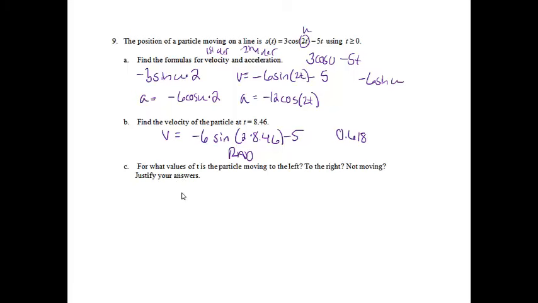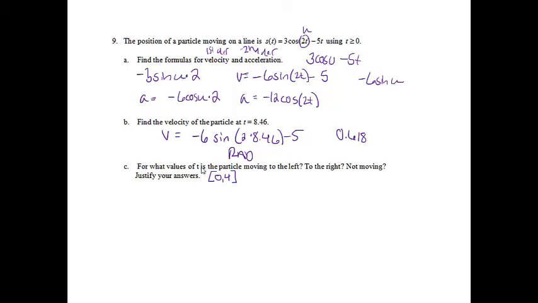Okay, part C says, for what values of t is the particle moving to the left, to the right, and not moving, and then to justify your answers. I am going to switch this one just a minute. We need to have some intervals on this one because otherwise the picture gets pretty crazy. So let's just go the interval from 0 to 4.